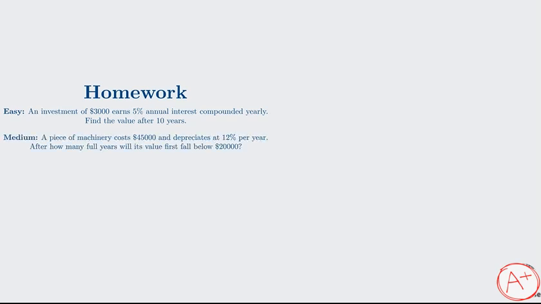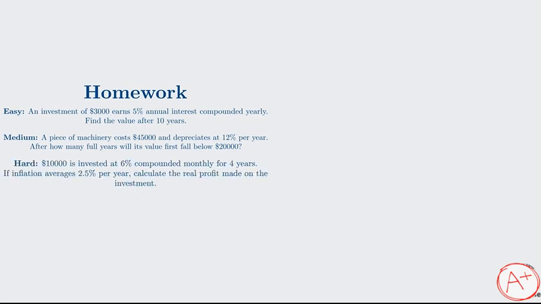It is time to test your understanding. Pause the video now and attempt these 3 questions. The easy question asks for the value of a $3,000 investment after 10 years at 5% interest. The medium question involves a $45,000 machine depreciating at 12%. You need to find when it falls below $20,000. The hard question requires calculating the real profit on a $10,000 investment at 6% interest, adjusted for 2.5% inflation. Take a moment to work through these.